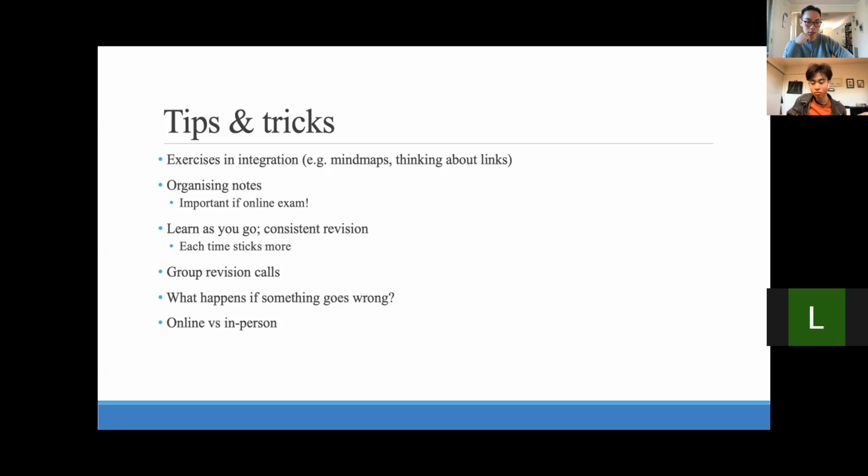Again, what I did was organizing notes. So less important, well, still important, but less important if it's in person. But if it's an online exam and you have to navigate a big document like I had, at least bold things, at least highlight things, right? Because at a glance, you'll need to find things very quickly. Know how to navigate your notes if you're going to rely on them.